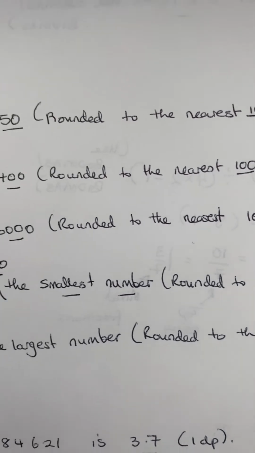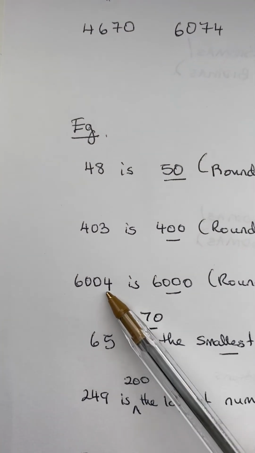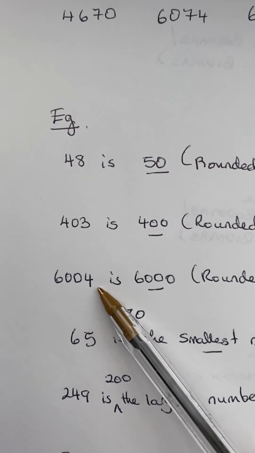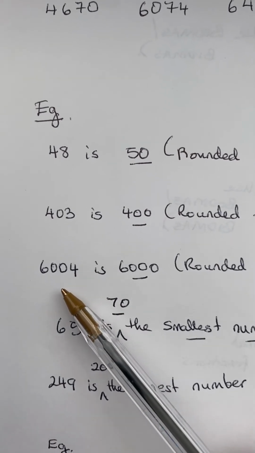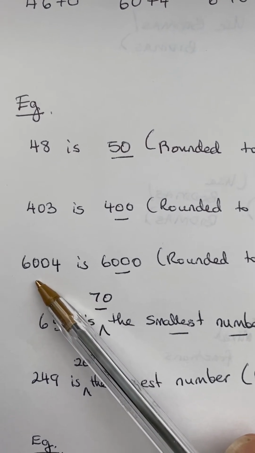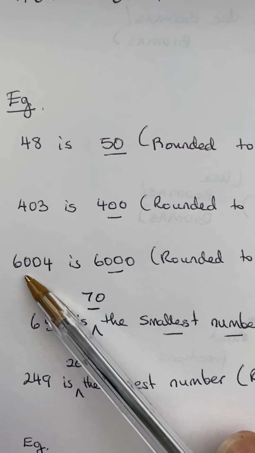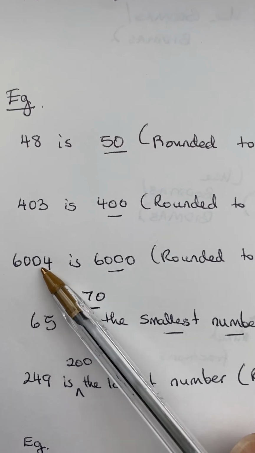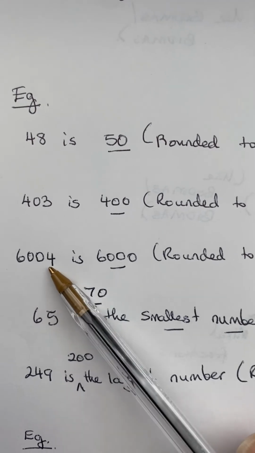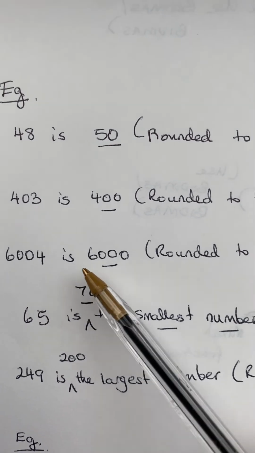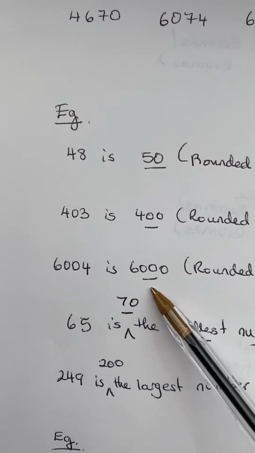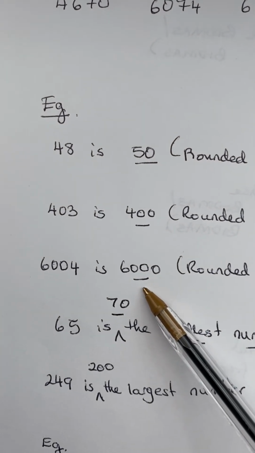Okay, so 4 here is less than 5. So 6,004 rounds to 6,000. But assuming they gave me 6,551 or 6,501 to the nearest 1,000, that will become 7,000.